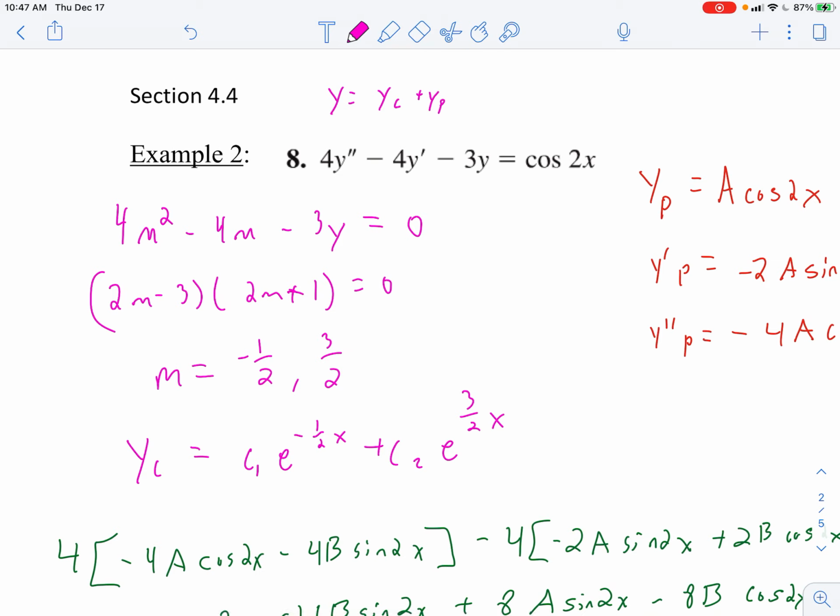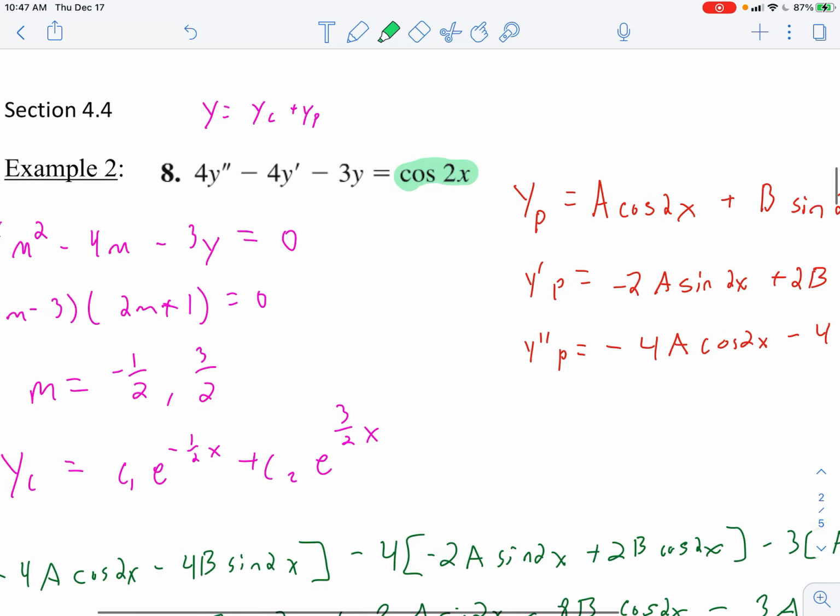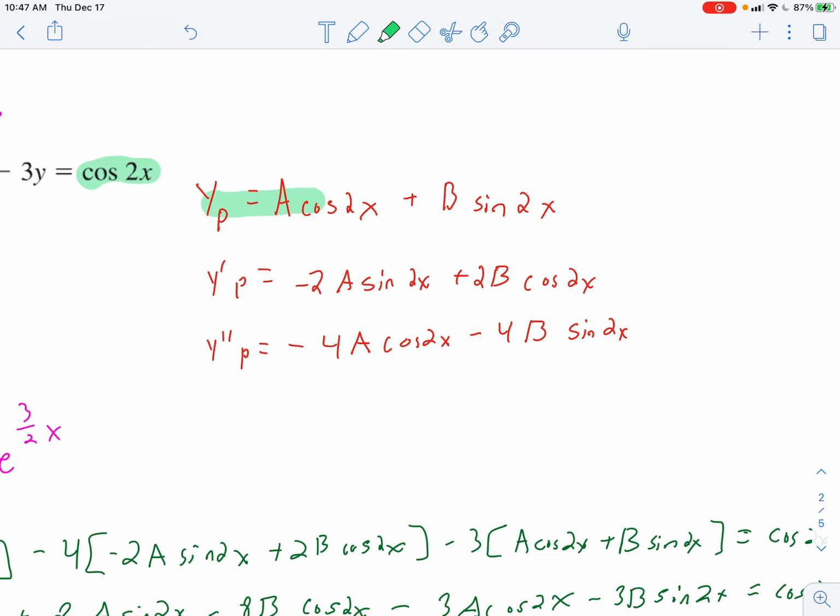So then our complementary solution is just going to be y sub c equals c sub 1 e to the negative 1/2 x plus c sub 2 e to the 3/2 x. All right, so we found the complementary part. Now for our particular solution, we notice that we have cosine of 2x. So what's the form of the particular? It should be a cosine 2x plus b sine 2x.